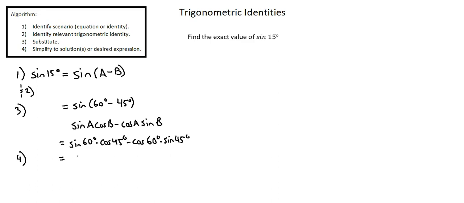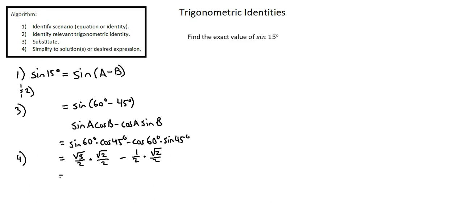And now, having used the identity, I'll move to step 4, simplify to solution or desired expression. So the right side of the equation will be sine of 60 degrees, which is root 3 over 2, times cosine 45 degrees, which is root 2 over 2, minus cosine 60 degrees, which is 1/2, times sine 45 degrees, which is root 2 over 2.